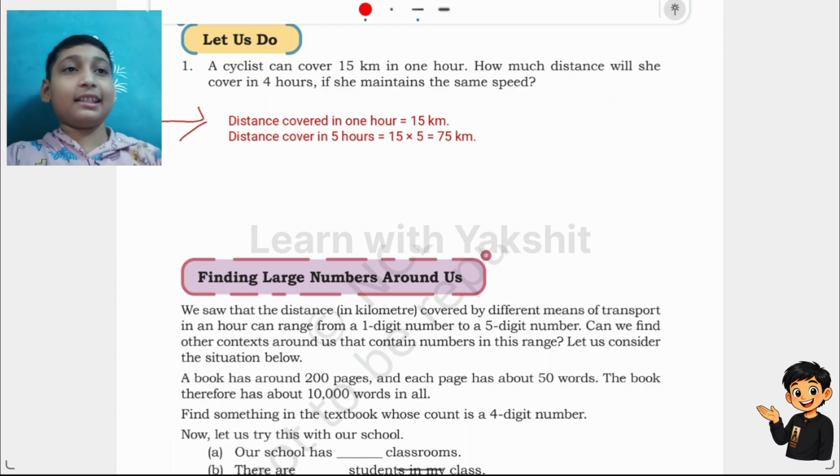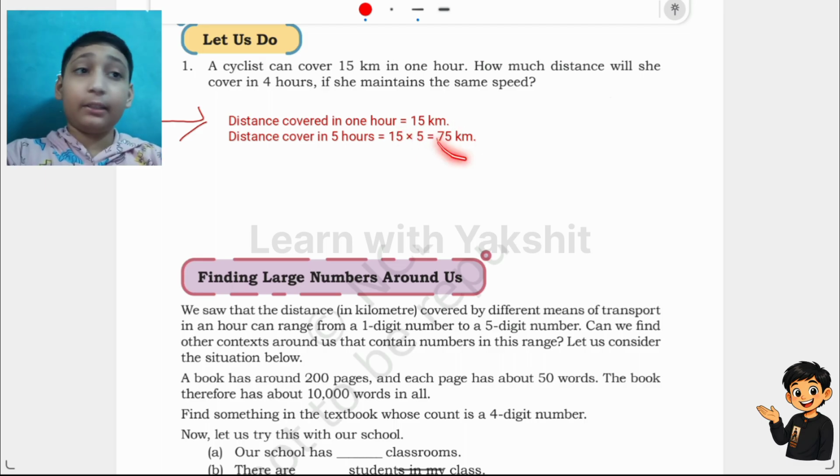Now in this, we can see that distance covered in 1 hour is 15 kilometers. Yes, we can see here in the question. Distance covered in 5 hours is 15 multiplied by 5. That's 75 kilometers. And that's our answer.